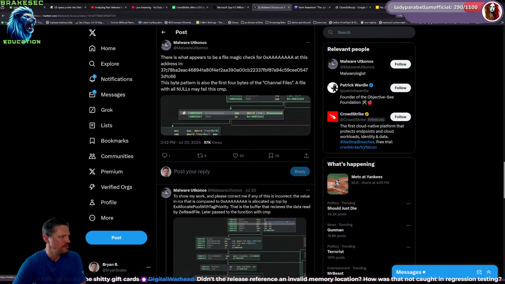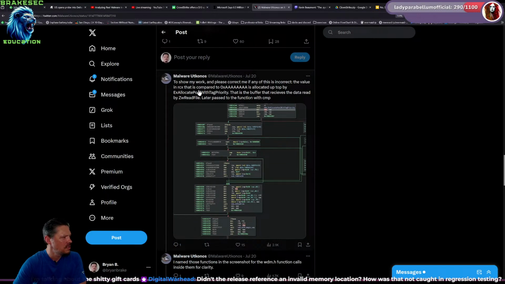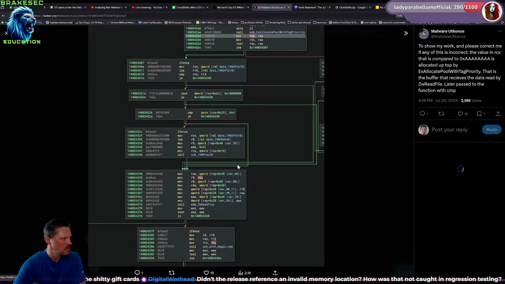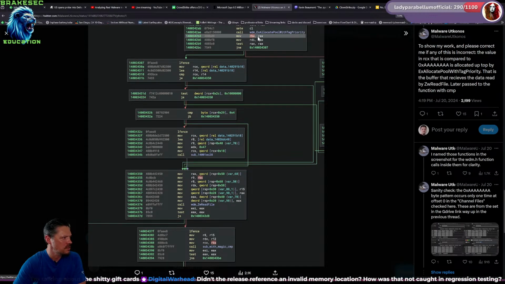Here's what appears to be a file magic check for 0AAA at this address. This byte pattern is also the first 4 bytes of the channel files. A file with all nulls may fail this CMP. The value in RCX is compared to RBX. Okay, this is kind of cool. I bet I'll be looking at some of this eventually when I'm analyzing malware.